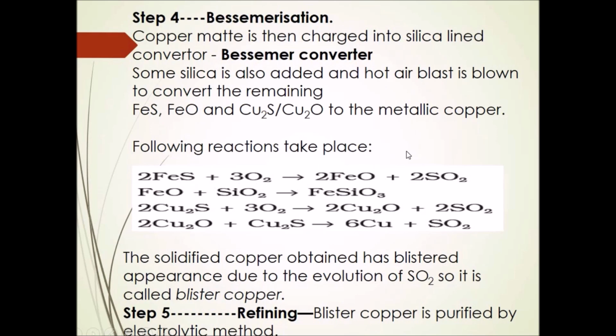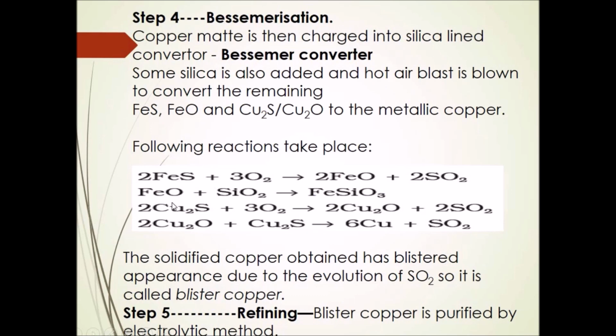This iron oxide or ferrous oxide combines with silica. Remember, you have added some amount of silica. It combines with silica or sand, forming iron silicate. This is a slag. Slag is nothing but impurity. Remember again, it forms a slag of iron silicate.